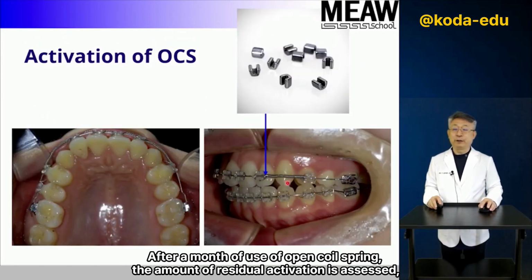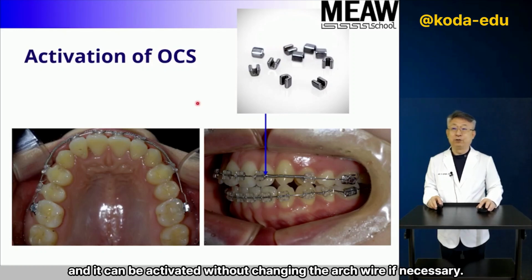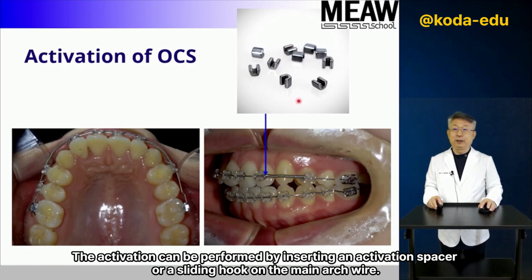After a month of use of open coil spring, the amount of residual activation is assessed, and it can be activated without changing the arch wire if necessary. The activation can be performed by inserting an activation spacer or a sliding hook on the main arch wire.